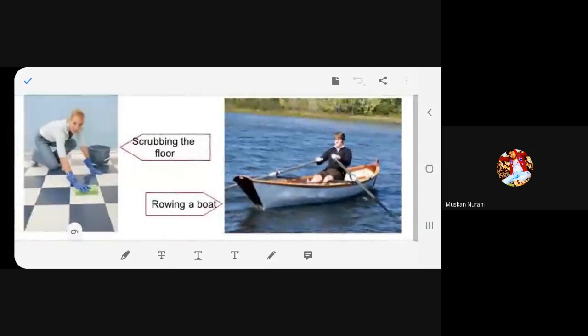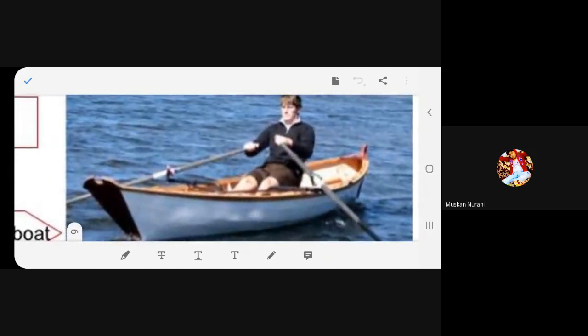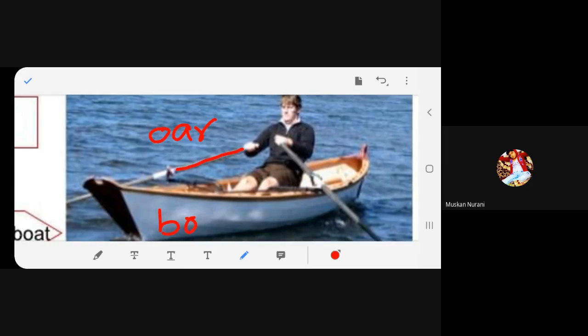Now we come to rowing the boat. See over here. Now you tell me which one is pushing and which one is pulling. Simple. What is this called, beta? This one is called an oar. What is it called? Say oar with me. It is called an oar. So what does he do? He pushes the oar. What does he do? He pushes the oar, and this is what? Boat.